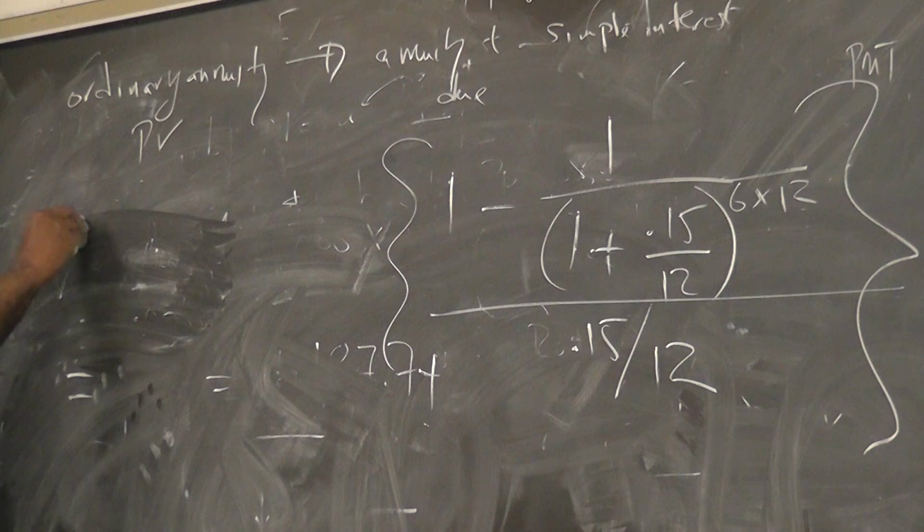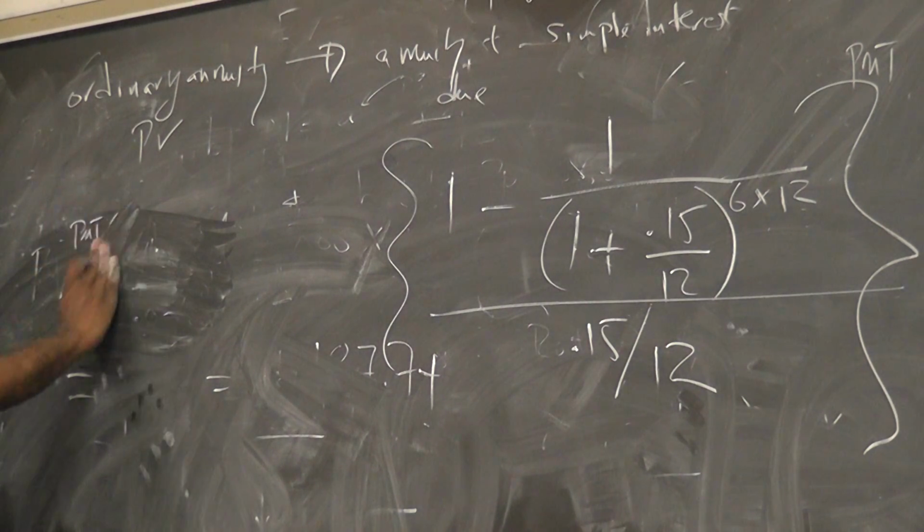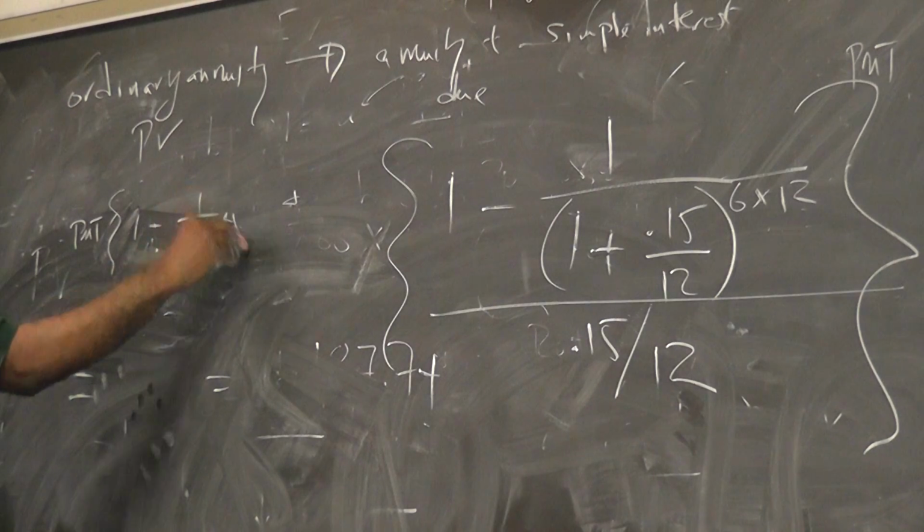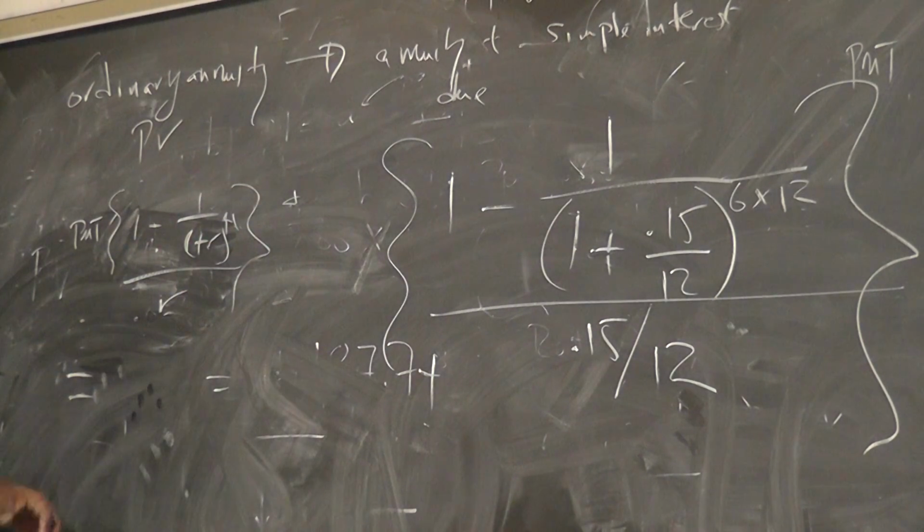Right, it's PMT times 1 minus 1 over (1 plus R) to the n, over R. Do you agree? Yes. What about the PV of this one? We multiply by what? 1 plus R. So therefore, converting an ordinary annuity to an annuity due will increase the present value, as well as increase the future value.